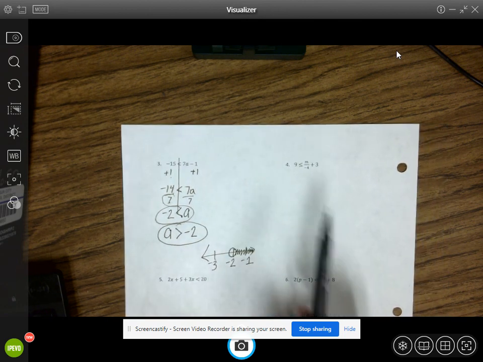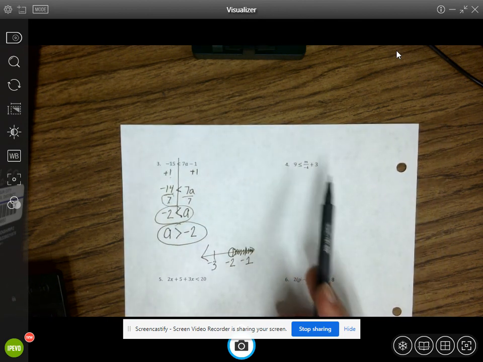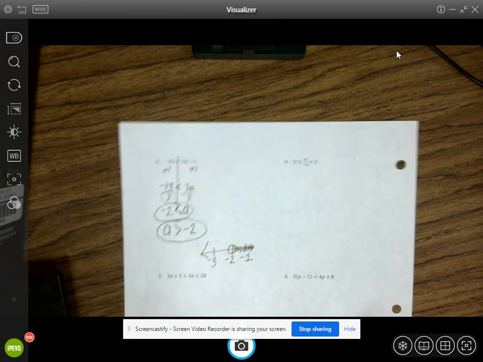If you feel like you're doing well, you can keep trying these on your own. If you want a couple more together, then continue with me.